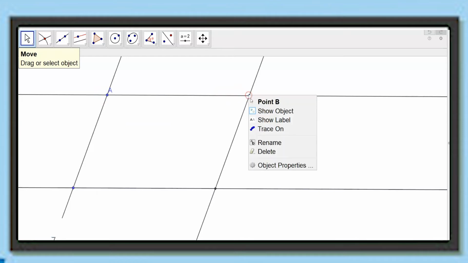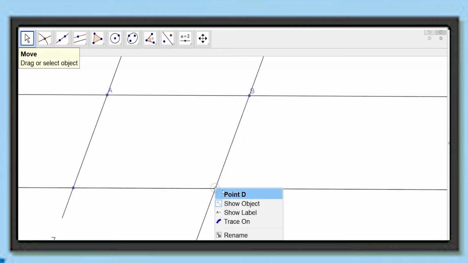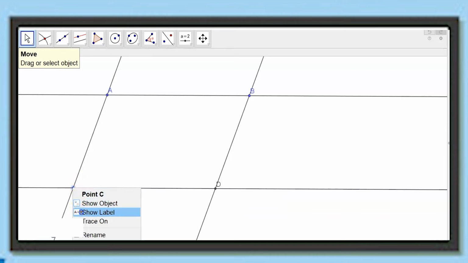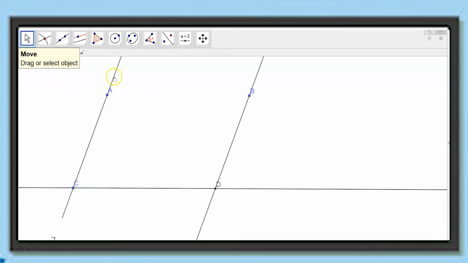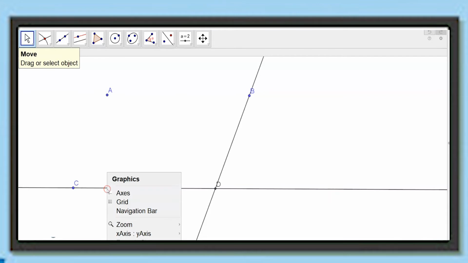And now let me go and try to name all these points: A, B, D, and then this is going to be C. So now I am going to draw a polygon passing through all these 4 points A, B, C and D. Now before I do that, let me remove all these extra lines that I have drawn so that I have only the polygon with me.